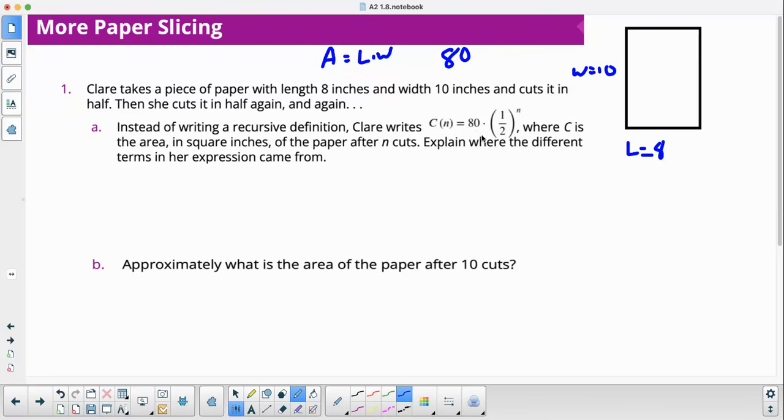So it's real important to make sure you realize what C is and what n is. So C is the area. Okay, so C of n here, this is the area in square inches of the paper after n cuts. Okay, so n is the number of cuts. Explain where the different terms in her expression come from. Okay, so see it. So 80 times 1/2 to the n power. So I think 80 is going to be our initial area.